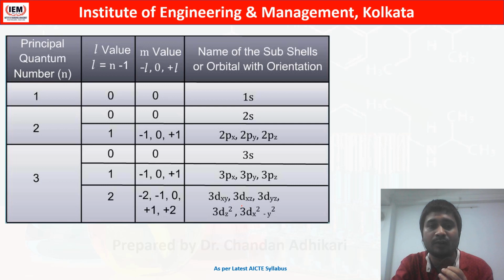Again, ml has 5 values. So definitely the d orbitals will have 5 different orientations. Accordingly, there will be 5 different names. We will again discuss this in the next video.